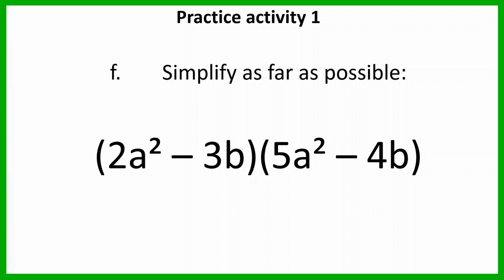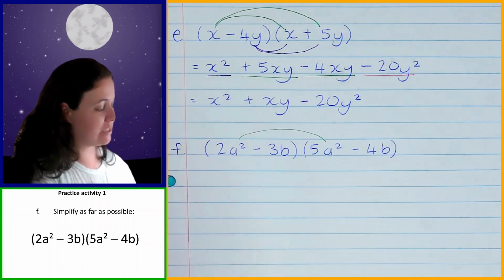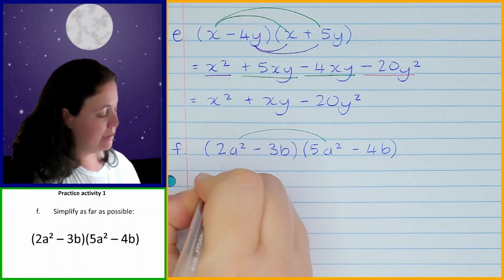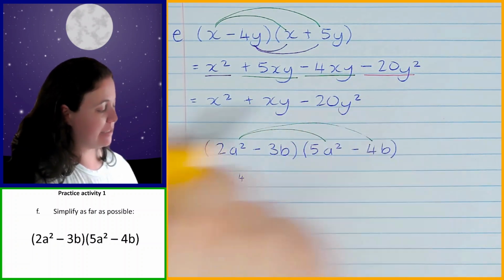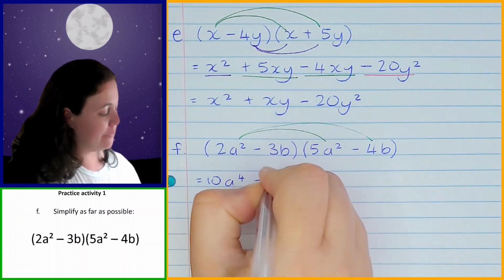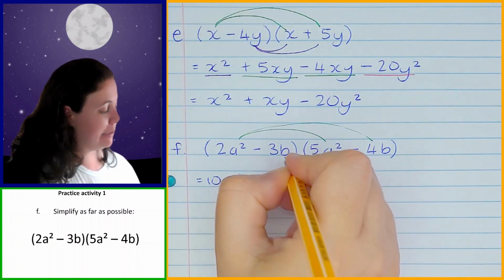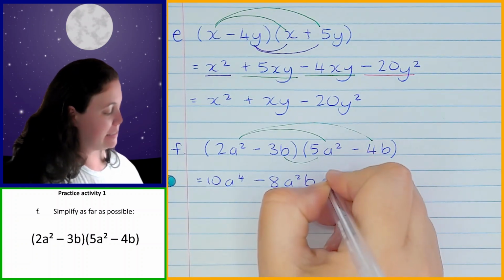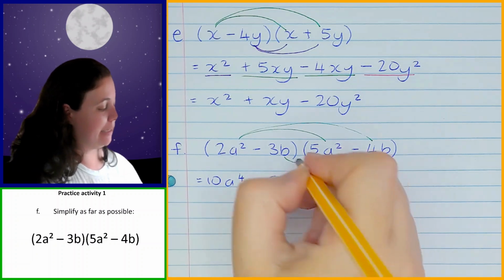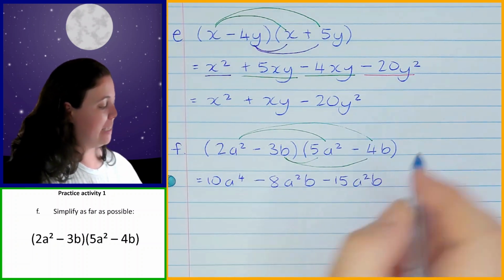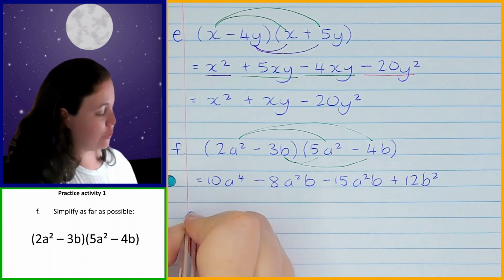Okay, so let's go through that question. So first I've got 2a squared times 5a squared, that is 10a to the power of 4, and then 2a squared times negative 4b is negative 8a squared b. Then negative 3b times 5a squared is negative 15a squared b, and then negative 3b times negative 4b is positive 12b squared.